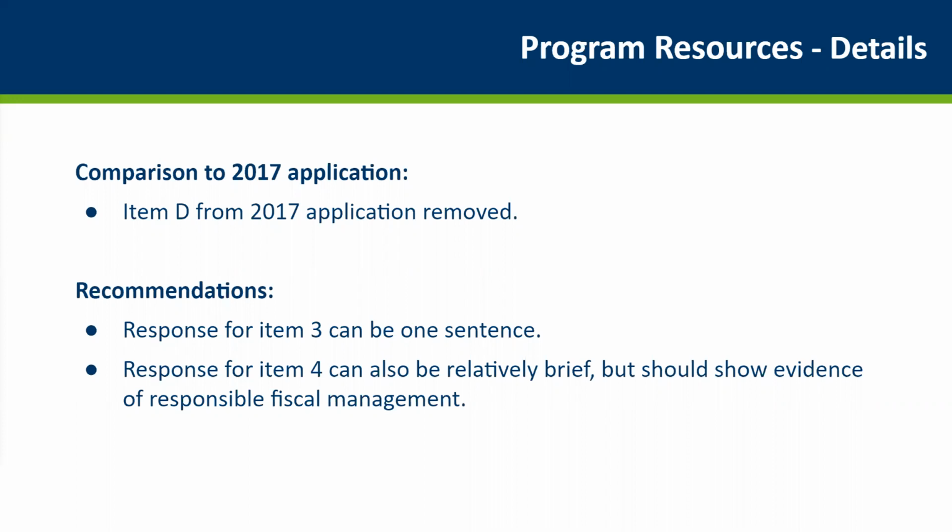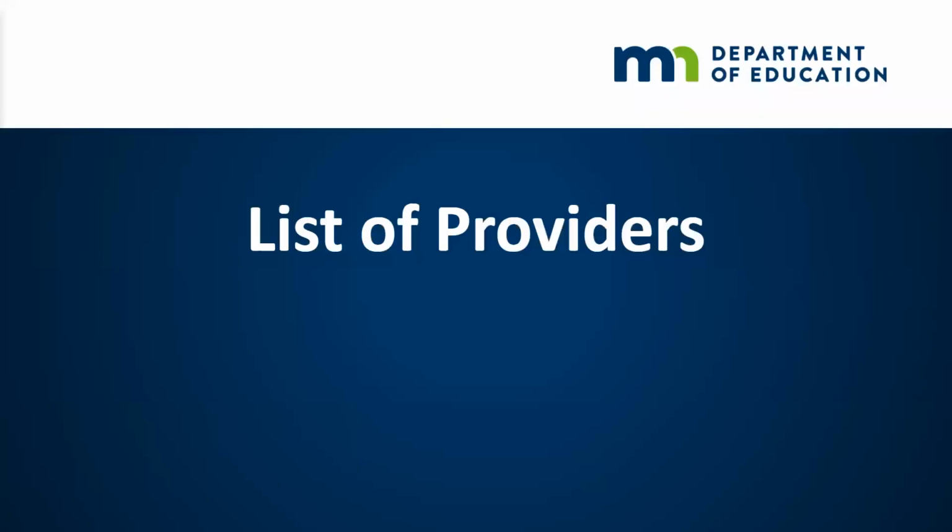Any other questions about section 7? This is actually the final section in the narrative. All right, and I think we can keep going. After those 7 sections of the narrative, the next part is a list of providers.